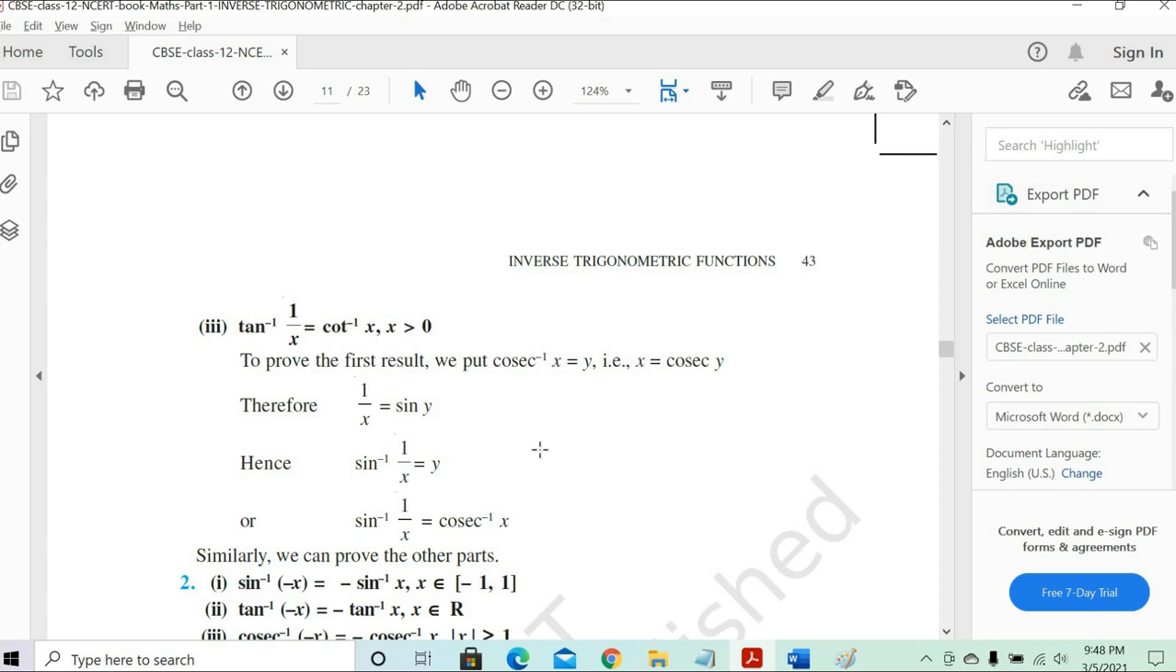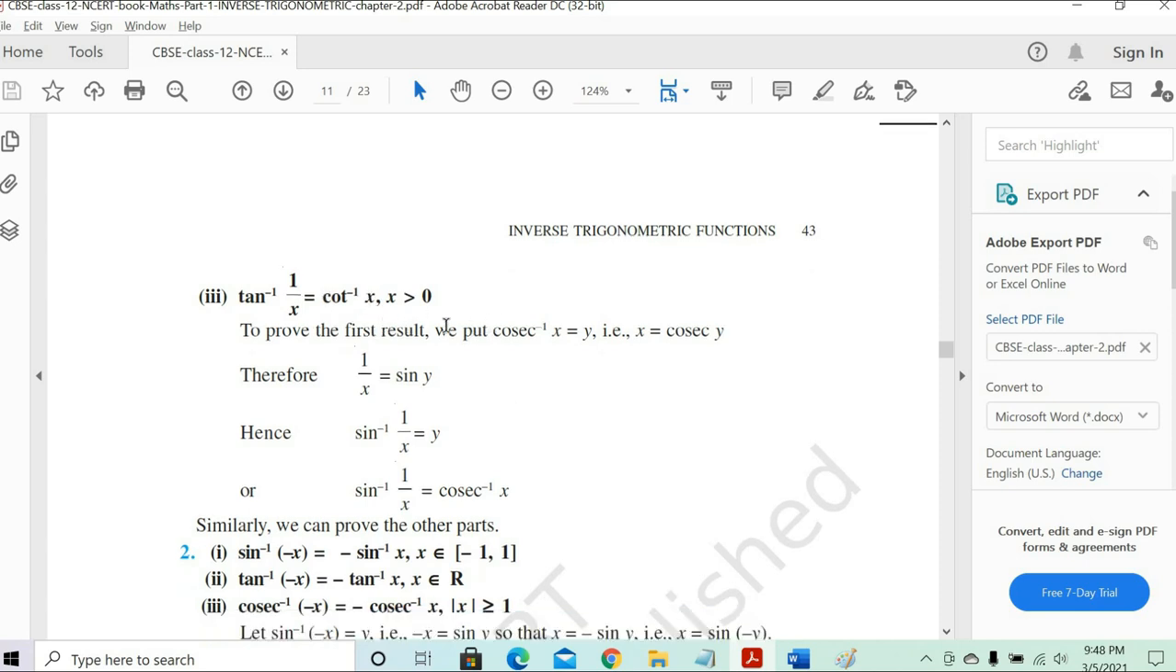I get it, sir. You got it now? Excellent. Now let's go to tan inverse 1 by x is equal to cot inverse x, Vijay. Same method. Can you just do this part and send it to me? Yes, sir. Let me just have a look at it.